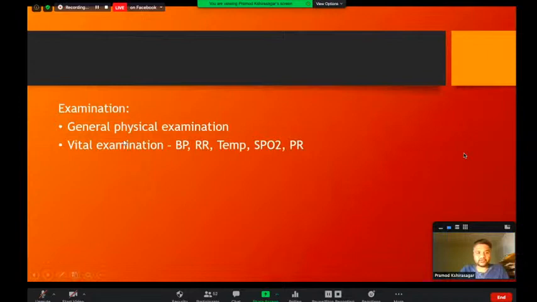So the examination, like you all know: you do the general physical examination and the vitals, like respiration rate, temperature, and SpO2. My recommendation, if you're working with a patient with a pulmonary disorder, is to buy a pulse oximeter, which you can buy online, on Amazon. They are not very expensive, and it gives a very good clue when you're checking the heart rate and the oxygenation. I usually use that tool often during my practice. So it's always better to get a pulse oximeter.